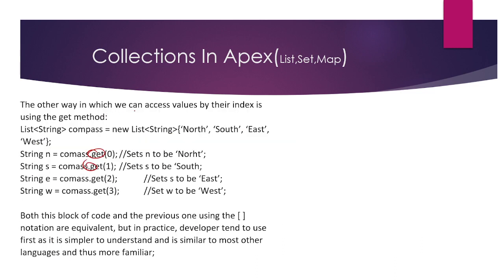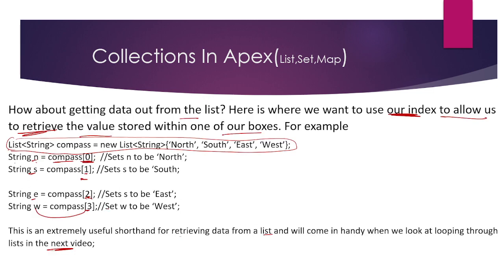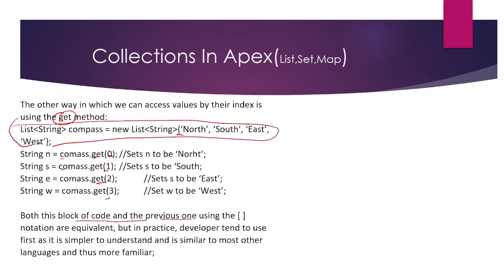The other way in which we can access values by their index is using the get method. First of all, again we define the list here. Now we push the values north, south, east, west, and then we get the values using the get method: string n = compass.get(0), compass.get(1), compass.get(2), compass.get(3). Both this block of code and the previous one are equivalent.